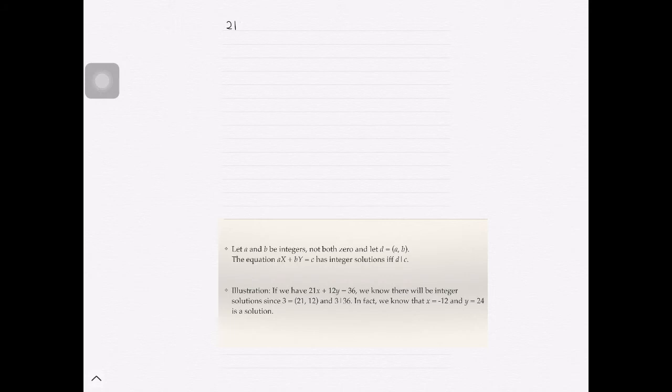To picture this out more, let's have this example. Based on our theorem, we have 21 as our A and 12 as our B, with 36 as our C. Notice that in this problem, D is equal to 3 because 3 is the GCD of 21 and 12. The theorem states that if the GCD divides C, then automatically we have integer solutions. And since 3 divides 36, we are sure that our linear Diophantine equation here has integer solutions.